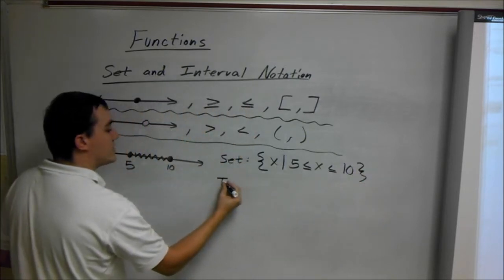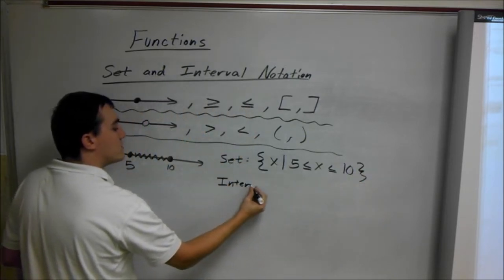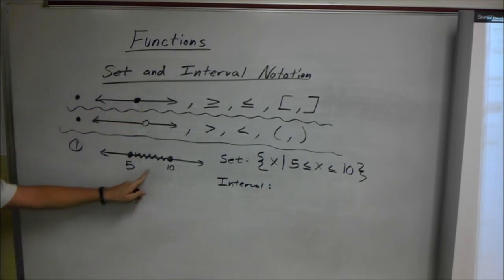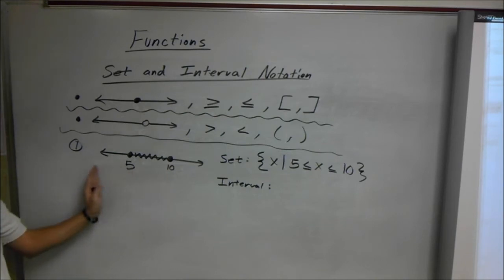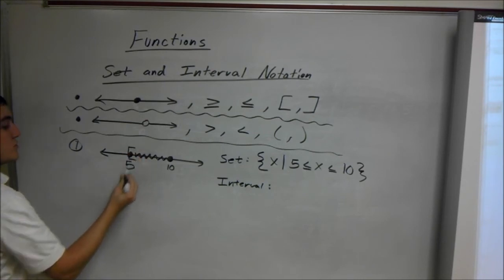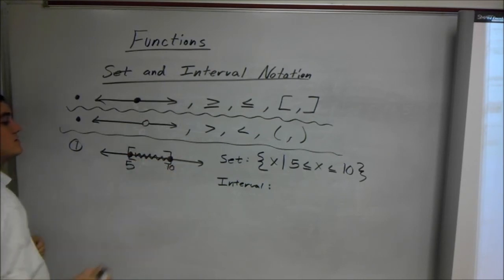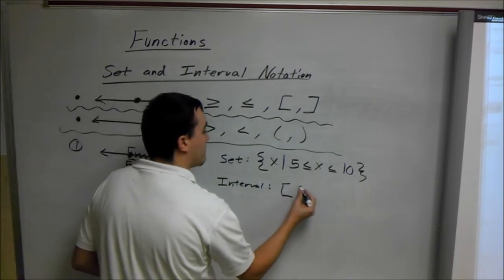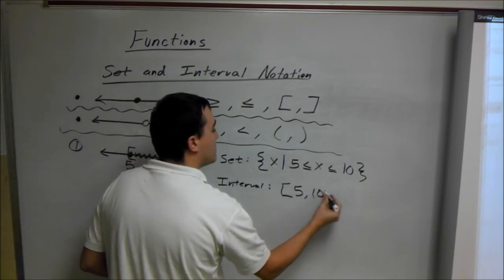Another way of writing that is in interval notation. Since these are closed circles, we use brackets in interval notation. And it pretty much comes directly from this line. We start at 5, and it's a closed circle, so we use brackets for both of these. And it goes from 5 to 10. So we use bracket, 5, comma, 10, bracket.